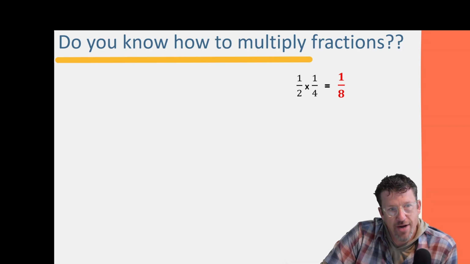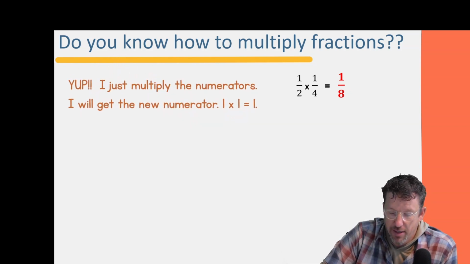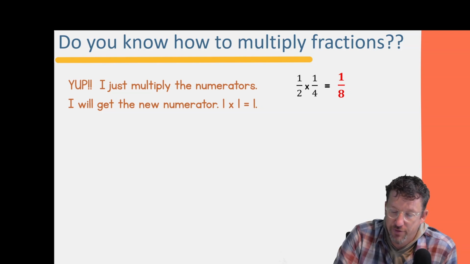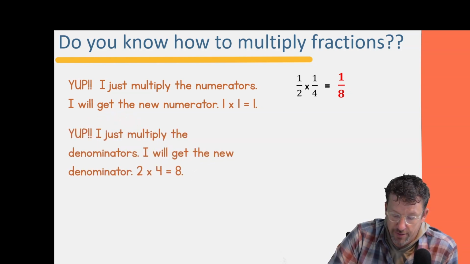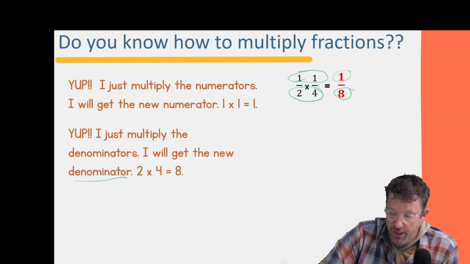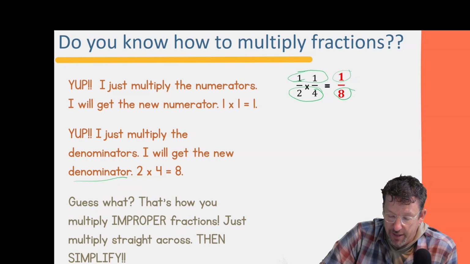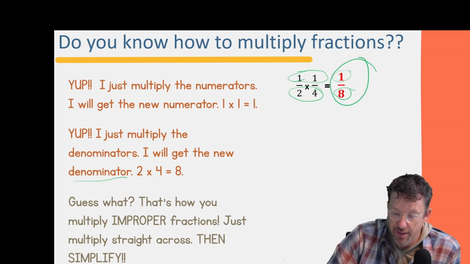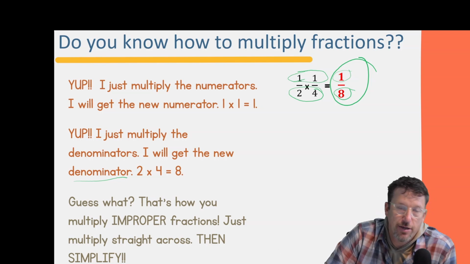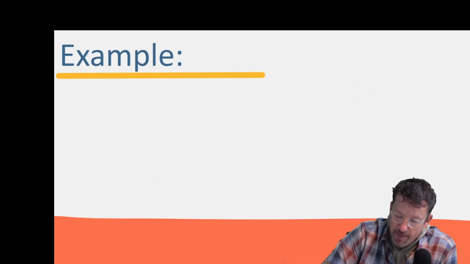You know how to multiply fractions. So how do you do that? You just multiply the numerators. So if you have two fractions, you multiply the numerators together. That would look a little bit like 1 times 1 equals 1. And we do the same thing with the denominators. 2 times 4 is 8. And that's how you multiply fractions. What you have to do afterwards is simplify. Is there anything you need to do? When we don't, because we have a 1 and an 8. But guess what? That's exactly how you do improper fractions as well. You just multiply straight across, and then you simplify.